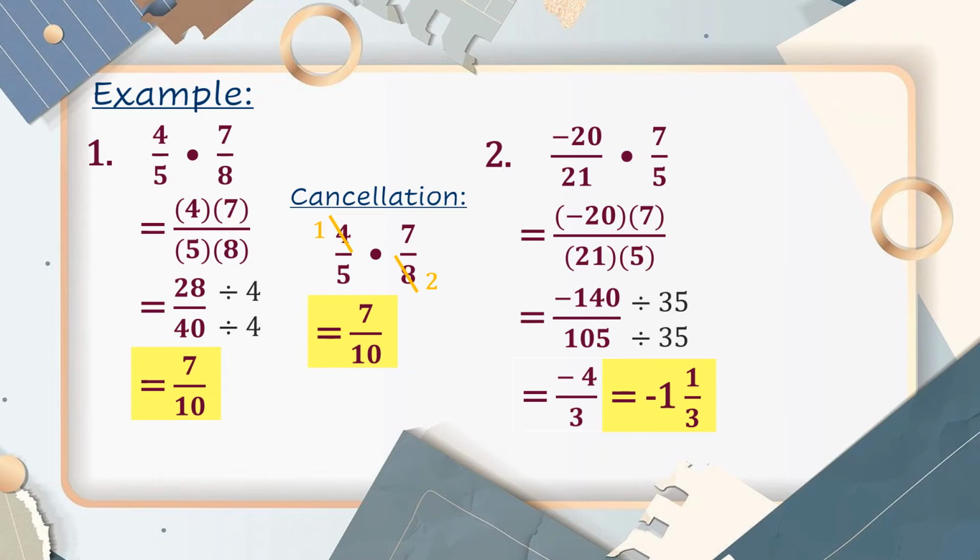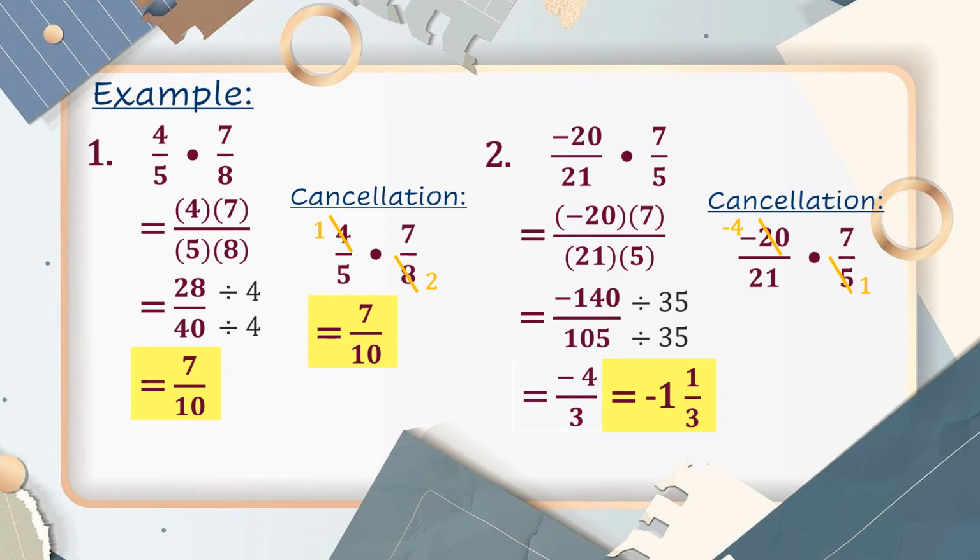Now, gamitin naman natin si cancellation. Our fraction is negative 20 over 21 times 7 over 5. As you can see, we have 20 and 5. So, cancel natin si 20 and 5. Pareho silang pwedeng i-divide ng 5. So, si negative 20, nung dinivide ko kay 5, magiging negative 4. Si 5, dinivide ko kay 5, naging 1.